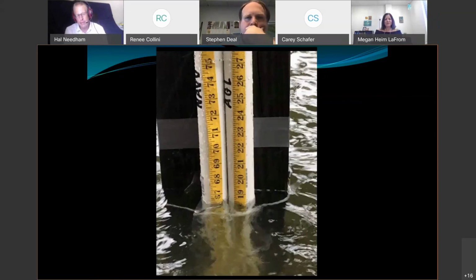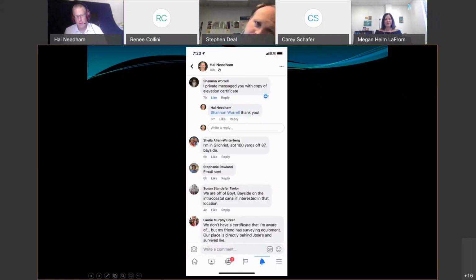And these next slides then get into talking a little bit more about how the community used these data and how excited the community were to really participate in this project. So again, this was calibrated to the elevation certificates. And these are just a few of the messages I got from people. Like, I private messaged you with a copy of my elevation certificate. Other people saying that you can use my property. I'd love to be involved.